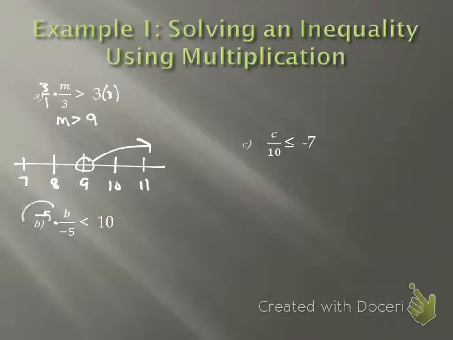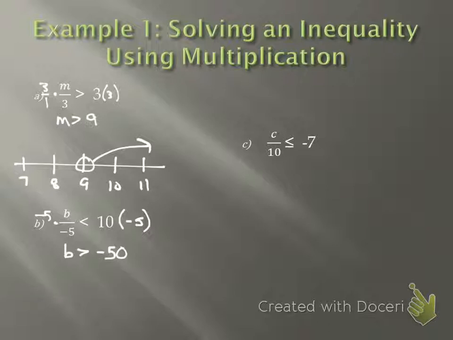And since 5 is a negative, I have to reverse my inequality. I'd still multiply both sides by -5, but because I had to multiply by a negative to get my variable by itself, I'm now, instead of a less than sign, going to have a greater than sign. M is greater than -50. That's my answer, and then I graph my solution just like I normally do.